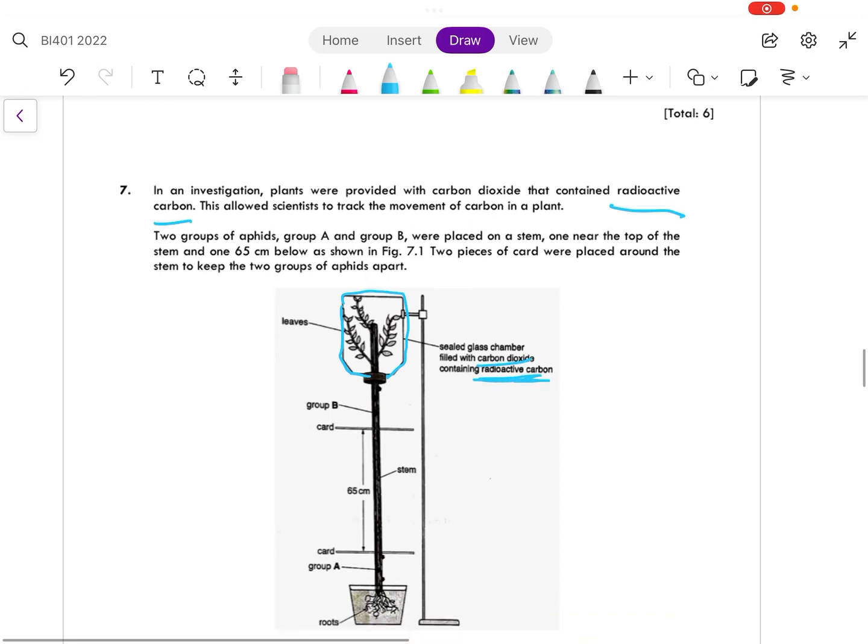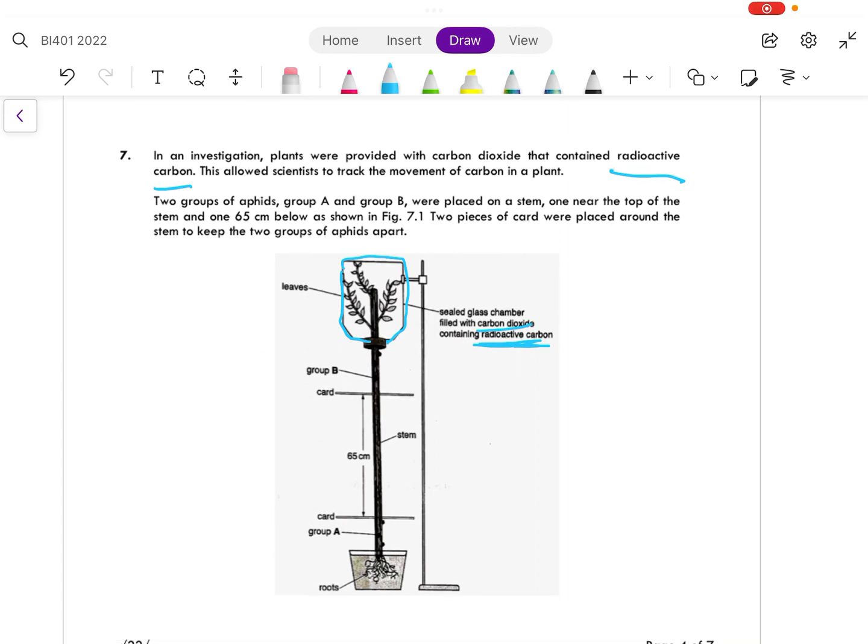So two groups of aphids, A and B, were placed on a stem, one near the top and one 65 cm below. So there are aphids in this region. Aphids are insects that suck on the sap of phloem. And then you also have aphids over here, 65 cm away. One at the top, one at the bottom.